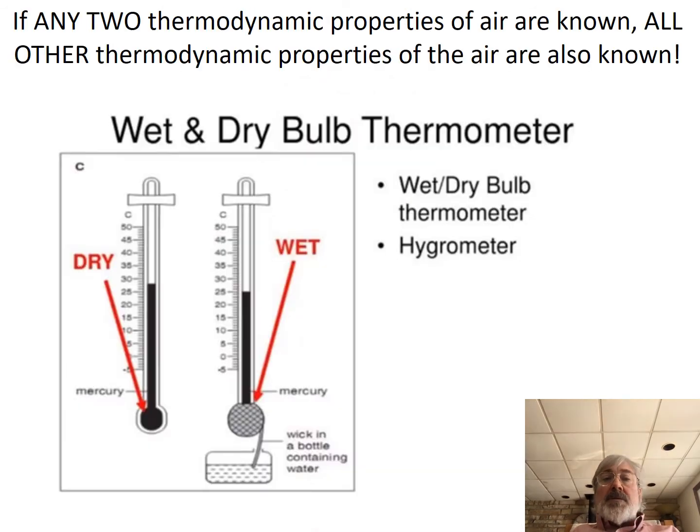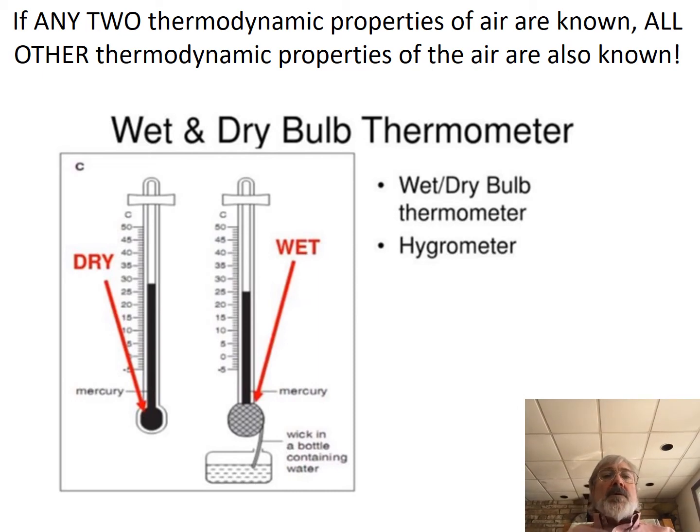So the beauty of psychrometrics is that if I know any two thermodynamic properties of air, then I know all the other ones. If I can get two thermodynamic properties, it defines everything else. Okay?